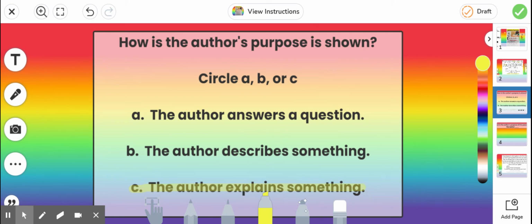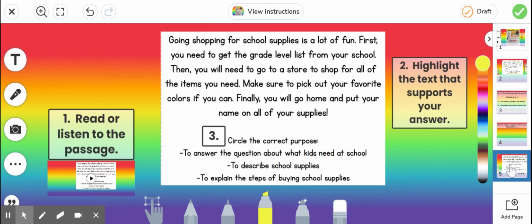Now you're going to go to the next slide, and you are going to do a passage, and you're going to listen to the passage or read it. You're going to highlight the text that supports your answer and decide if the author's purpose is to explain, to describe, or to answer a question.